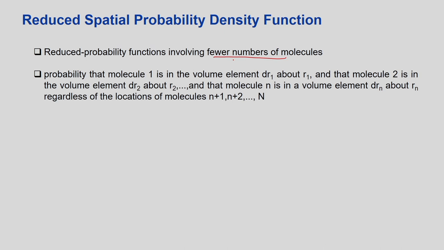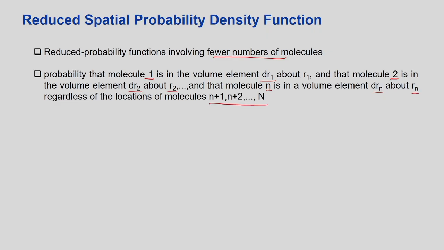So, if I want to generalize this expression, I would like to find out the probability that molecule 1 is in the volume dr1 about r1, molecule 2 is in the volume dr2 about r2. So, this is the position vector, this is the elemental volume, and if I keep on going, we come to molecule n, small n now, not capital N, it is different, within a volume drn about rn, regardless of the location of the remaining molecules. So, I am interested in n molecules, small n, and how they are located regardless of the position of the other n plus 1 to capital N molecules. So, let us write that expression. In this case, this expression is straightforward. I can do this up to small n.